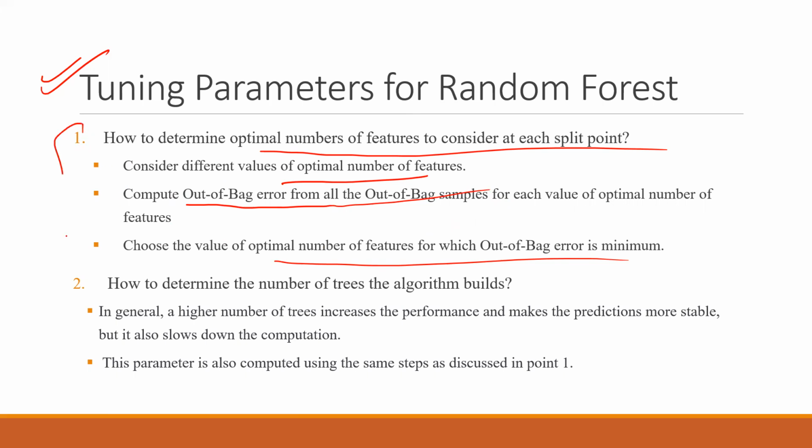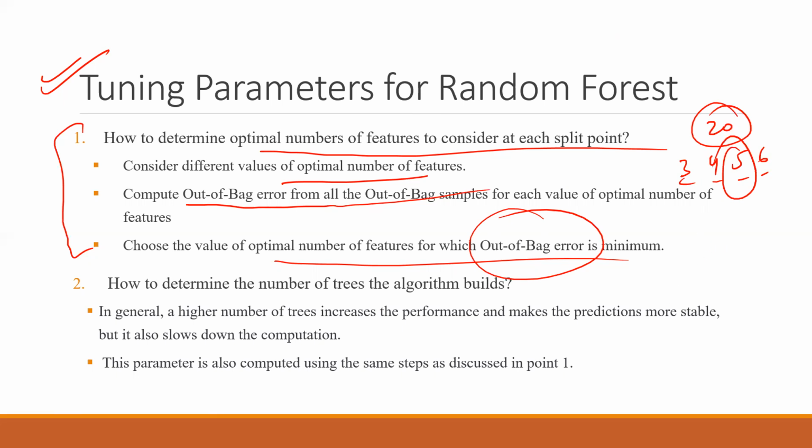So the basic idea behind this first point is that, first of all, out of bag error should be minimum, right? And you have to consider different values of the optimal number. You can obviously experiment with different numbers of features. You might have selected maybe 20 features, you can try 3 features, 4, 5, 6. So maybe you are trying different features, and whichever method gives me the lowest out of bag error, that can be my optimal number of features. So this is the basic idea.